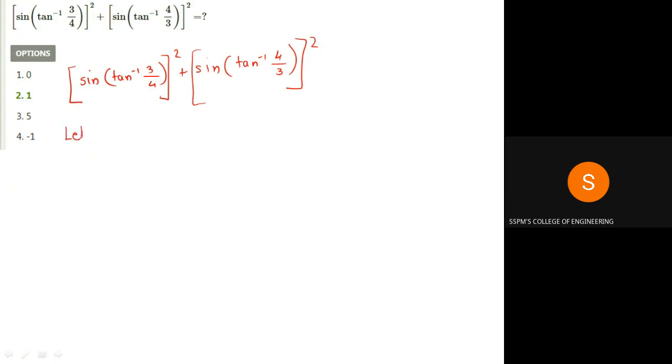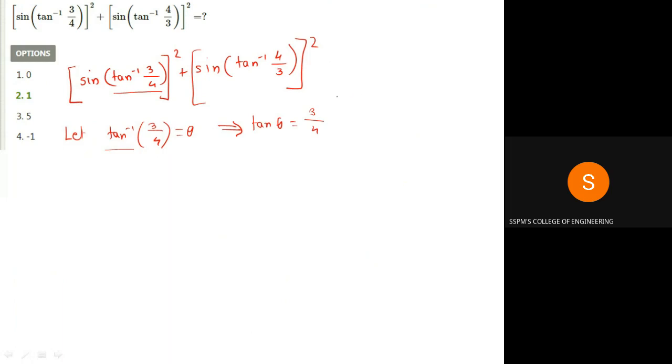So let tan inverse 3 by 4 be theta. We will consider it as theta, which implies, or we can write, sine of theta is equal to what? We will go step by step here. So tan inverse 3 by 4 is equal to theta. That means tan of theta is equal to 3 by 4. If you take this tan inverse to the right hand side, it gives tangent of theta is equal to 3 by 4.